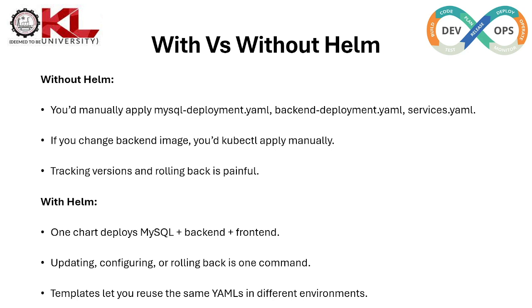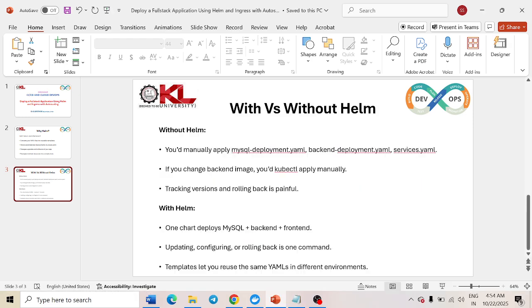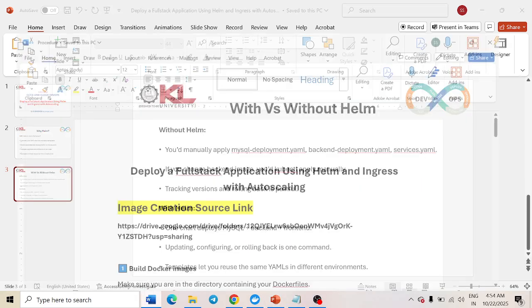If you are not using Helm, actually we have followed practical number 7 without Helm. Here, practical number 8 and 9 are with Helm. Without Helm, you need to manually deploy all the YAML files separately, but with the help of Helm, one chart deploys the front end, back end and MySQL with one single command, and you can use the same templates for different environments. So let me go to the documentation.